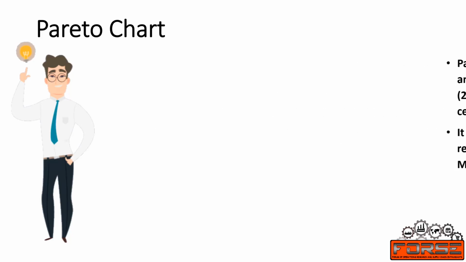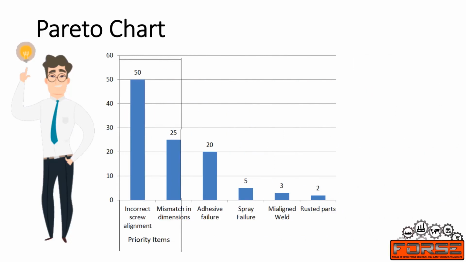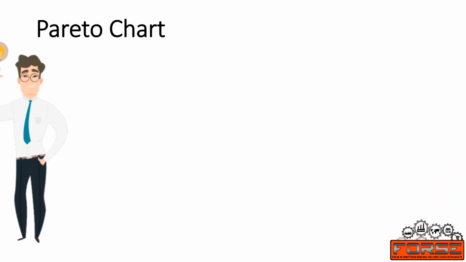He identified that the defects, incorrect screw alignment and mismatch in dimensions are the 2 most problem-causing, and maximum rejection of products are happening because of these 2 defects. A line drawn from 80% reject points locates these needs to be rectified first. Mr. Smith decided to use the cause and effect chart to understand screw alignment issue and control charts for mismatch in dimensions.